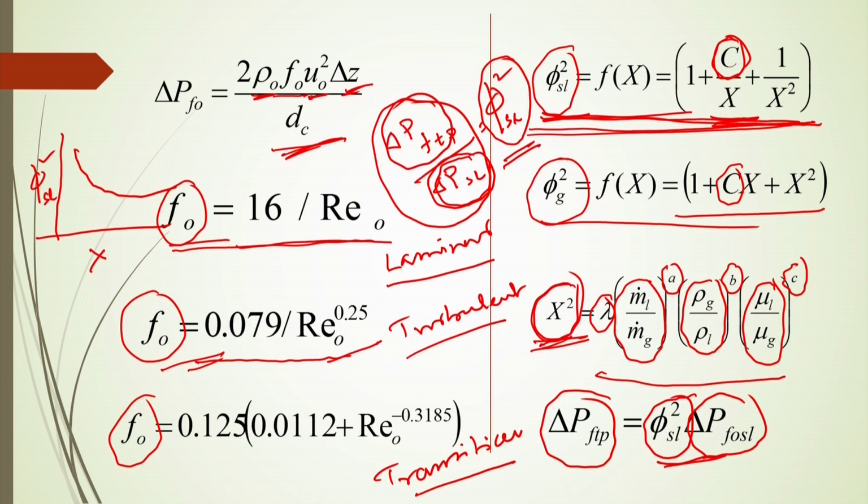So, from this equation you will be able to calculate, or you can analyze, what should be the frictional pressure drop of this 3 phase flow. So, this is one way, this is the Lockhart-Martinelli model. Based on that you can analyze this here.